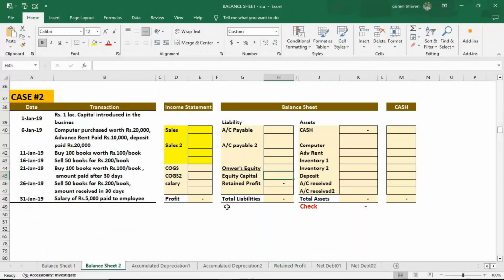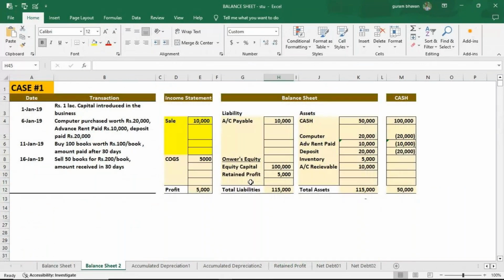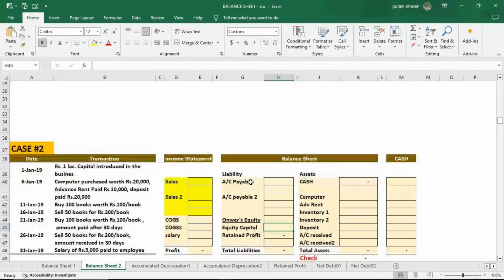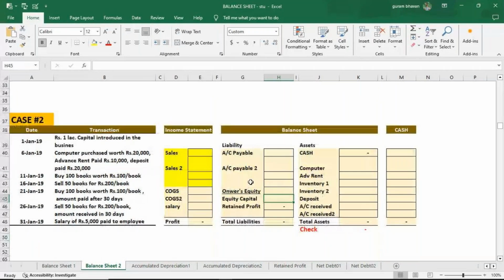So balance sheet 2, I had asked you to solve it. Did you try? Yes, ma'am. Okay, so let's solve it. I wanted you to tell me where I need to apply the line items. Rupees 1 lakh capital introduced in the business.